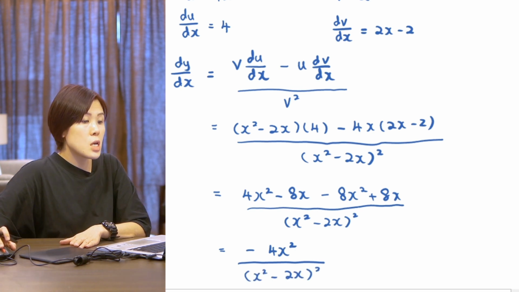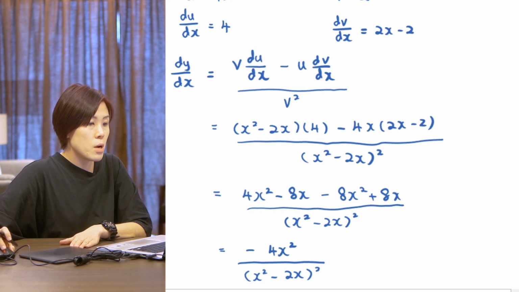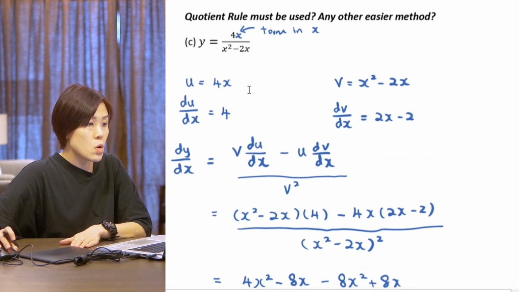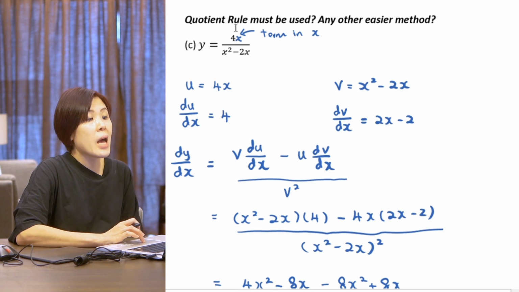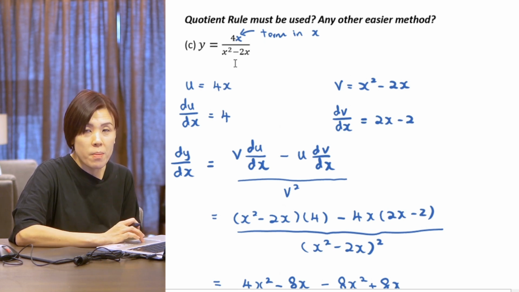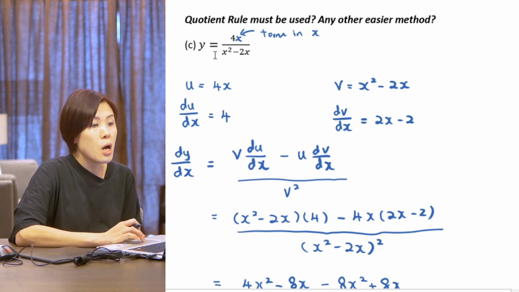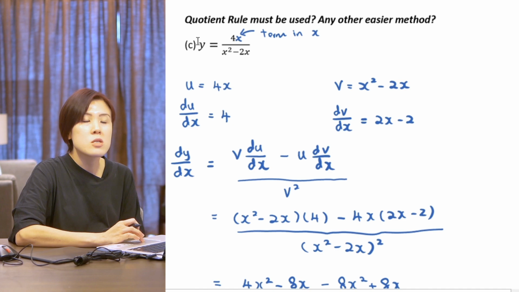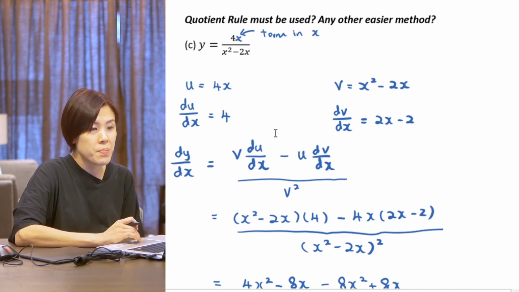So for this equation, students, remember, whenever you see an equation where you see x involved in both numerator and denominator quotients, and you cannot separate this into a few terms, quotient rule is the only way.